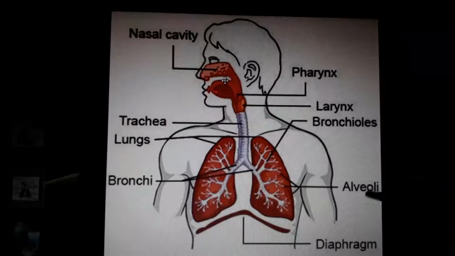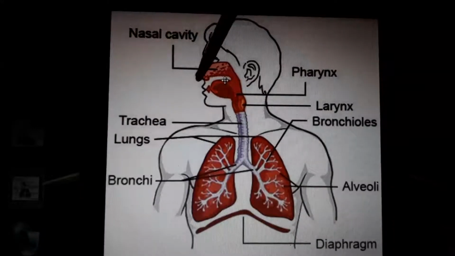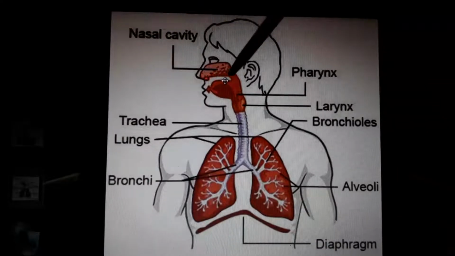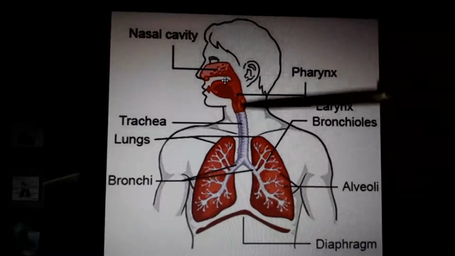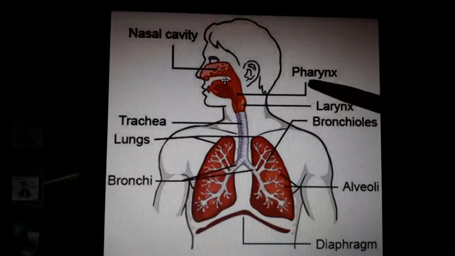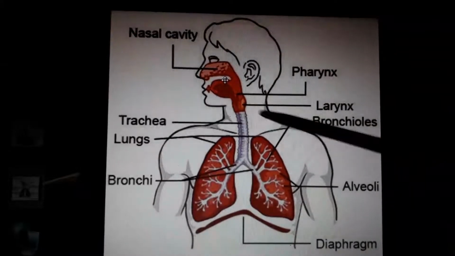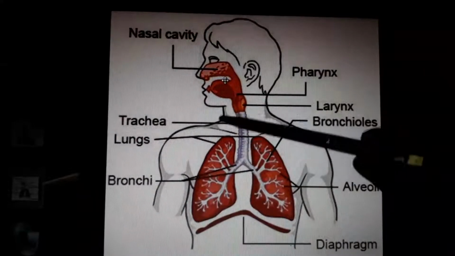So alveoli is the main part in our lungs. These things you understood, isn't it? First, the air will move inside our nose, then it passes the mucus and all, and reaches the pharynx. The pharynx will turn the direction of that air away from the food pipe. It won't allow that air to go to what? The esophagus. The larynx is also there, air passes through the larynx, and after that it reaches the trachea.